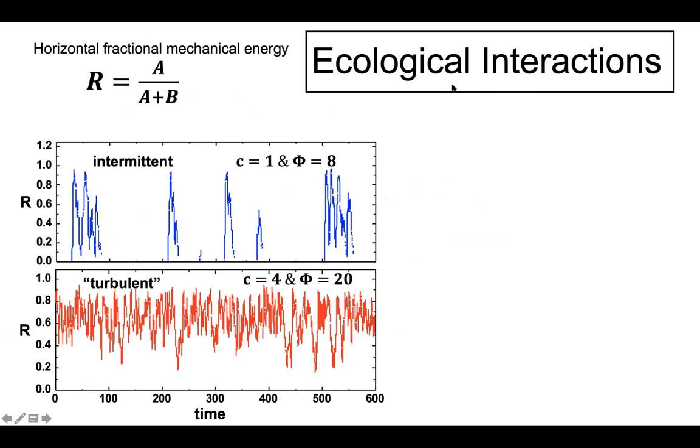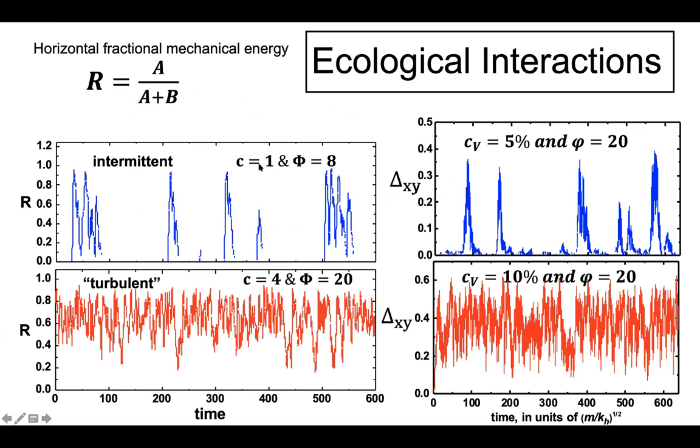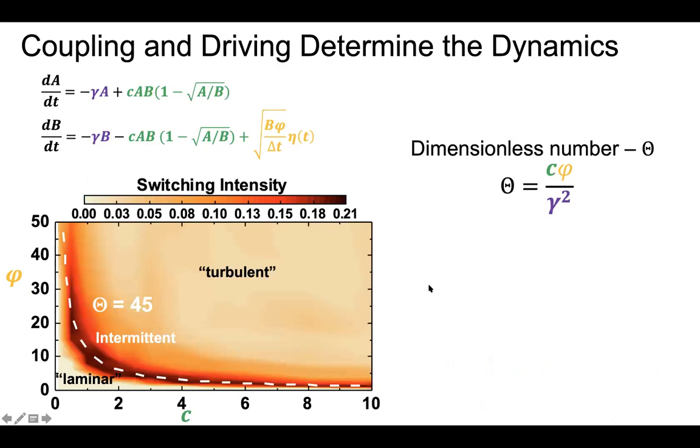And similar to what we have seen with numerical simulations, for intermediate values of C and phi, which are noise and structural disorder, we have intermittent dynamics for the R, which is the fractional mechanical energy, and we have a totally turbulent case for larger values. And this is very similar to what we have seen in molecular dynamics simulations.